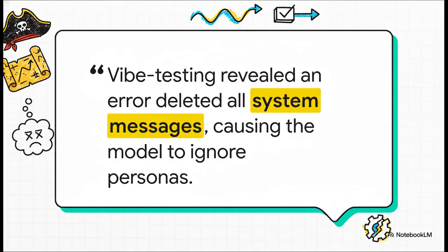And if you think that vibe test rule sounds a little fluffy, let me tell you about the system message bug. Automated tests completely missed this. A simple data processing error had deleted all the system messages, which meant the model was totally ignoring instructions like "act like a pirate." The only reason they caught it was because a human trainer was just chatting with it and realized, hey, something feels off.